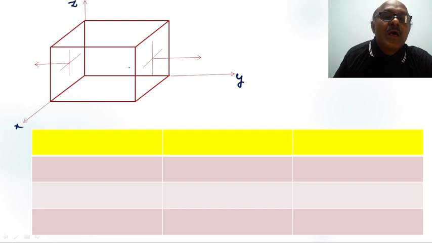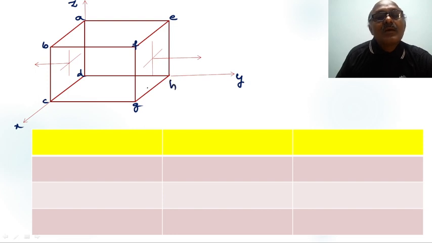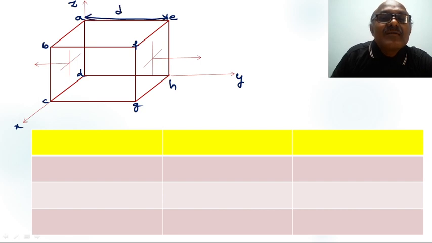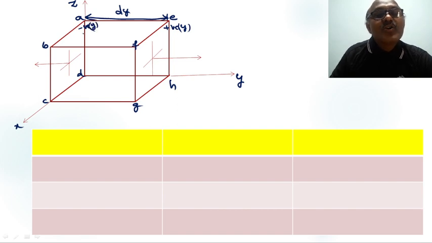Now coming to the y face. Here is A, B, C, D. Here is E, F, G, H. What is the negative y face? All of you see, my dear students, it is a distance of dy. This face E, F, G, H is at a distance of dy, so it is a positive y face. A, B, C, D is the negative y face, my dear students.